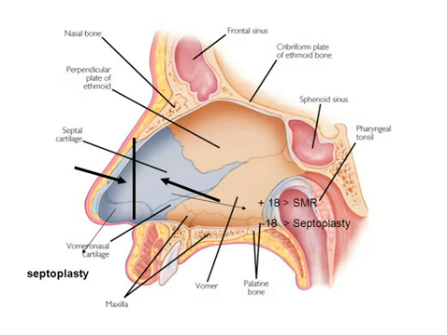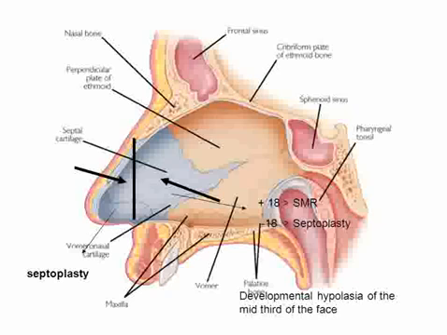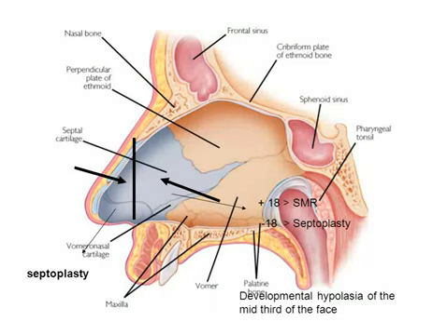What happens if we resect the posterior half under 18 years? Since the posterior half contains a growth center that contributes to the growth, if the posterior half is resected under 18 years of age, it leads to developmental hypoplasia of the mid-third of the face. Herein we have reviewed in detail the structural and functional anatomy of the nasal septum.